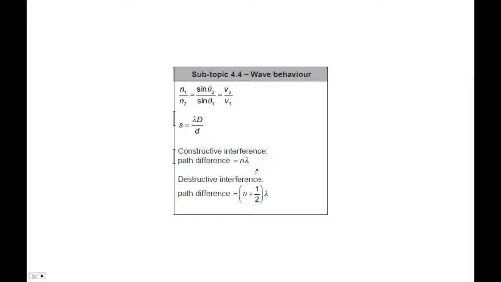Or formulas from the data packet. This one is Snell's law. Usually it's written this way, and these are the indices of refraction, right? So the index of refraction, this formula is not in the data packet as far as I can tell. The index of refraction is the speed of light divided by the velocity in the medium.